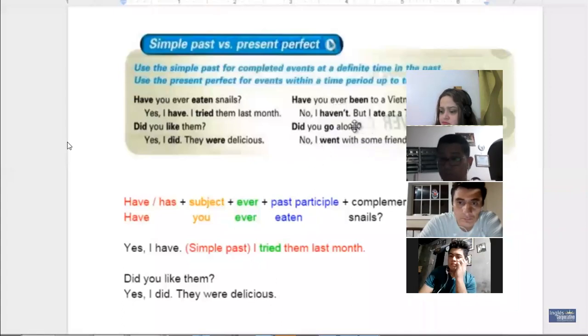So as you can see, we use a combination of both the present perfect and the simple past to talk about things that you either started in the past and continue to the present, and then when you want to go into talking about a past experience, that's when we use the simple past.